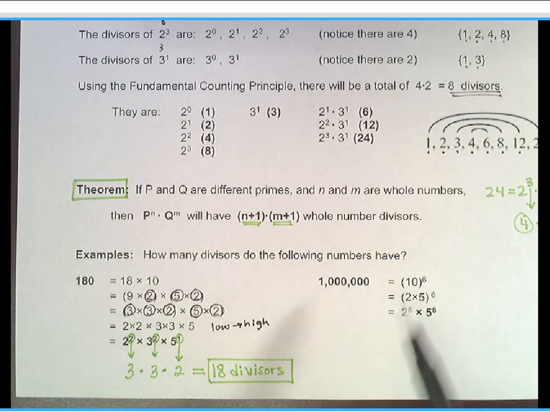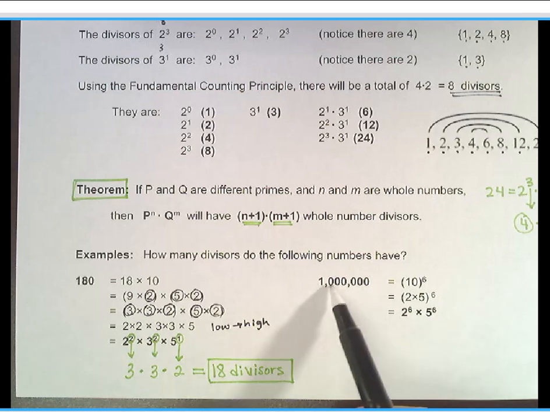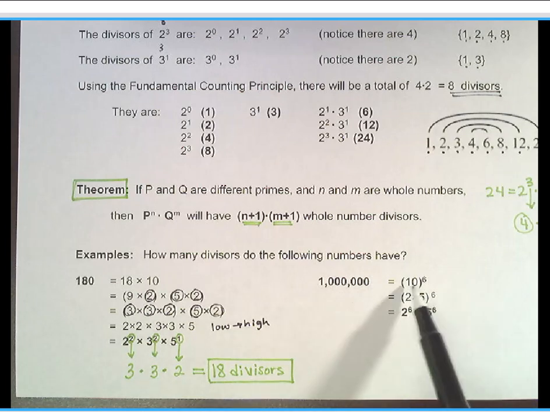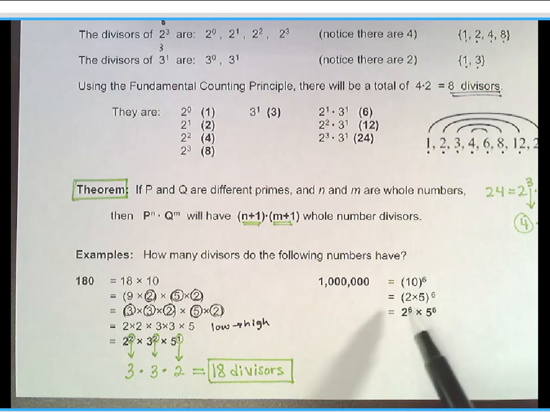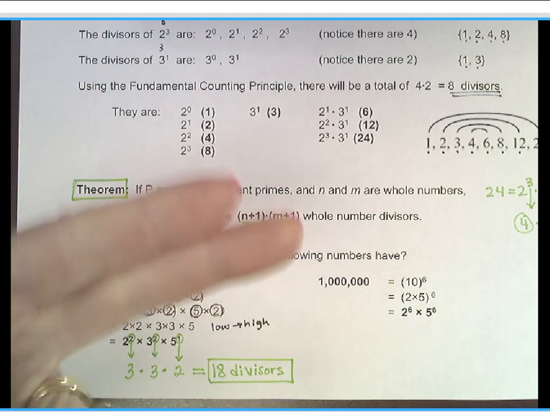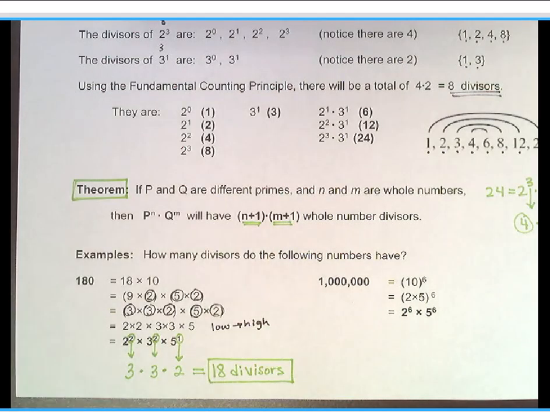So what about this number? That number is 1,000,000. I wonder how many divisors 1,000,000 has. Well, 1,000,000, if you do a factor tree, do you see how there's 6 zeros? That's 10 to the 6th power, because there's 6 zeros. The number of zeros would be your power. And 10 is 2 times 5. So it's 2 times 5 to the 6th power, meaning 2 times 5, 2 times 5, 2 times 5, 2 times 5, 6 times. So there's going to be 6 of the 2's and there's going to be 6 of the 5's. So how many total divisors would we have?